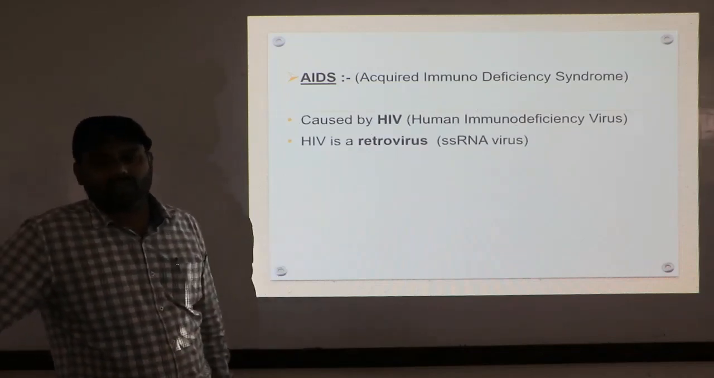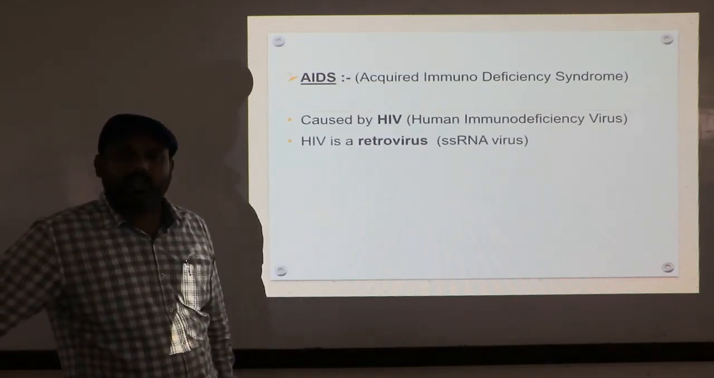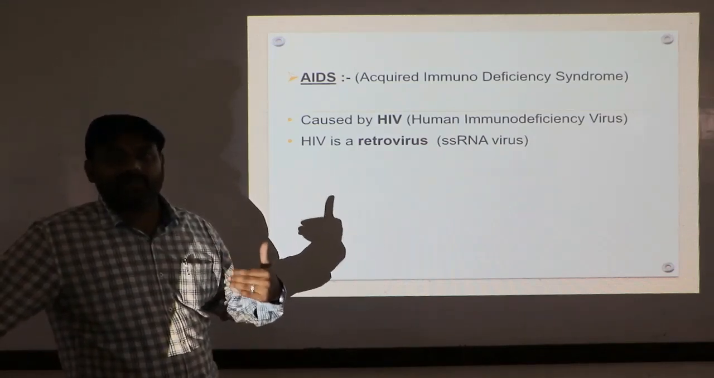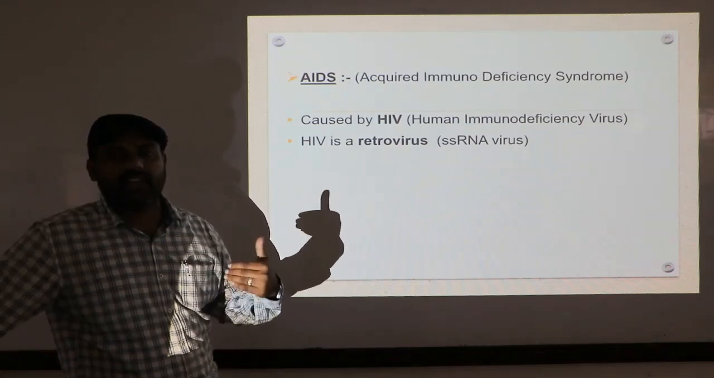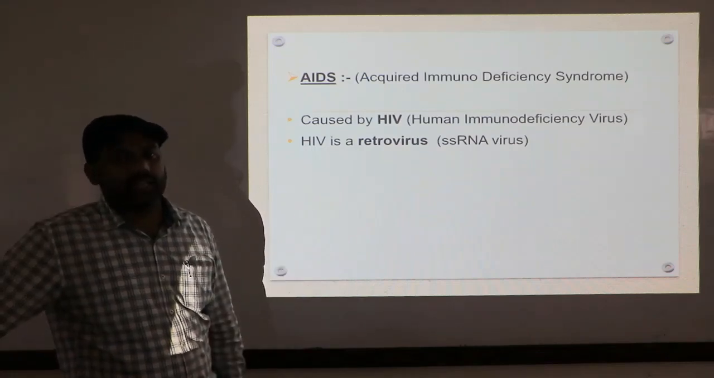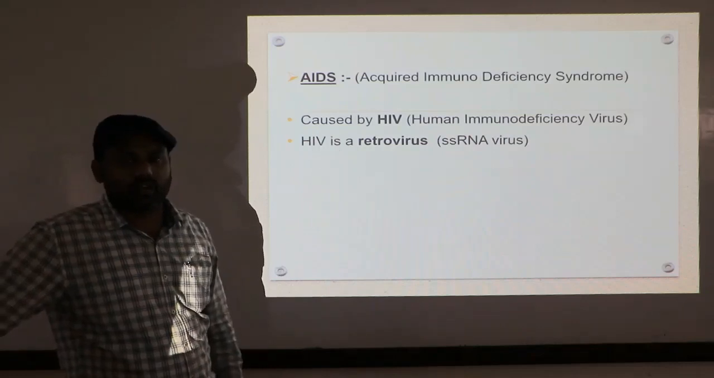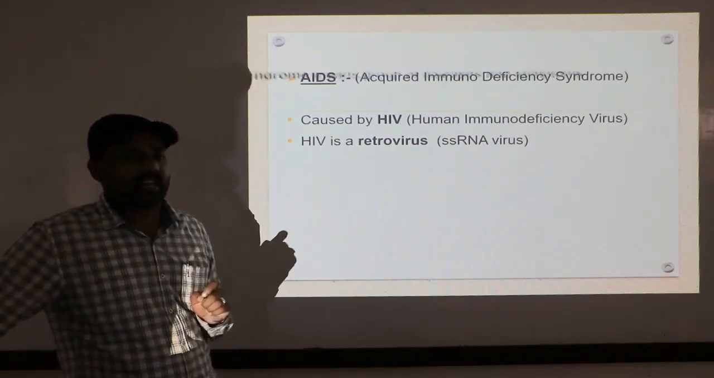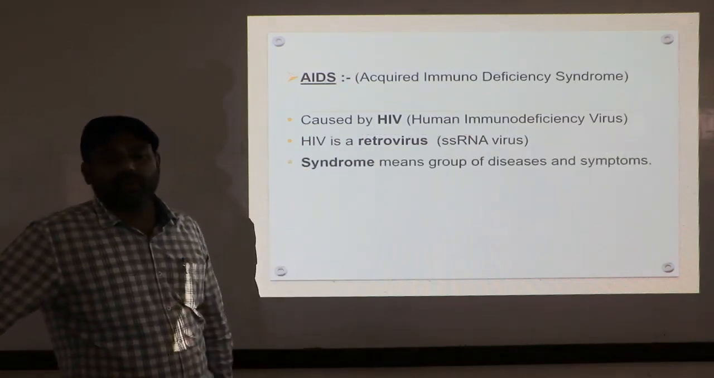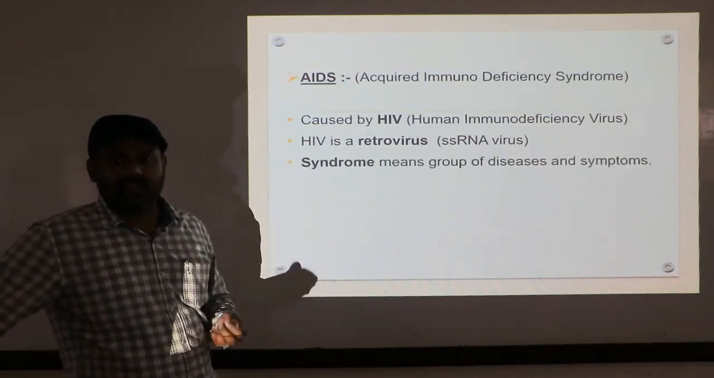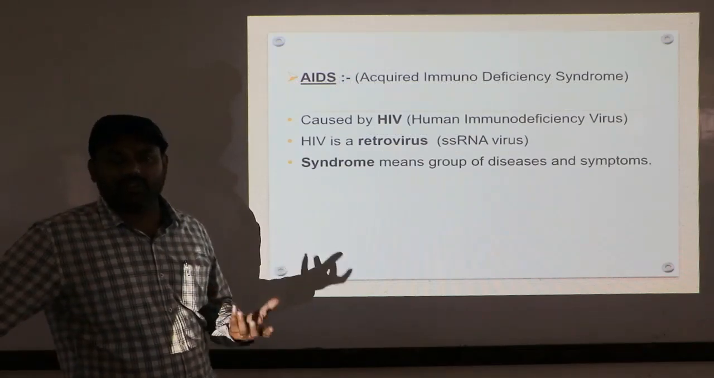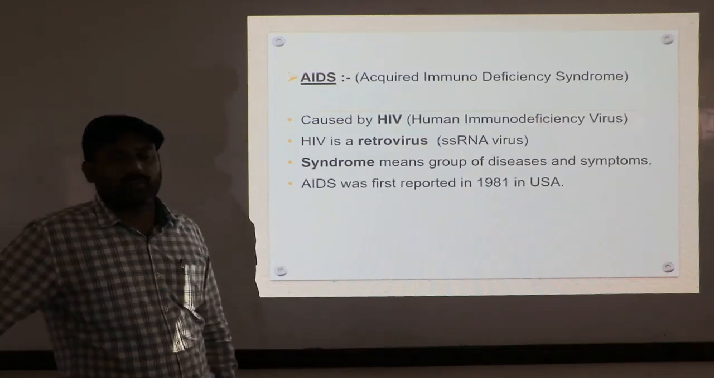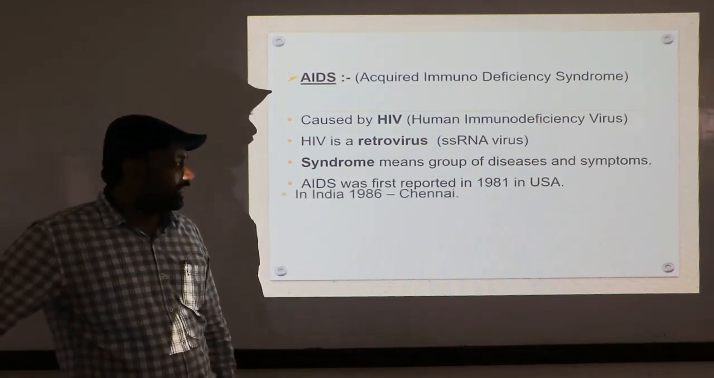That virus comes under retrovirus. I told you retrovirus means a group of viruses which contain single stranded RNA as their genetic material. All those viruses are grouped into a single category, that is retrovirus. Then syndrome means a group of diseases, definitely a group of symptoms. Next, AIDS was first reported in the USA, later in India in 1986.